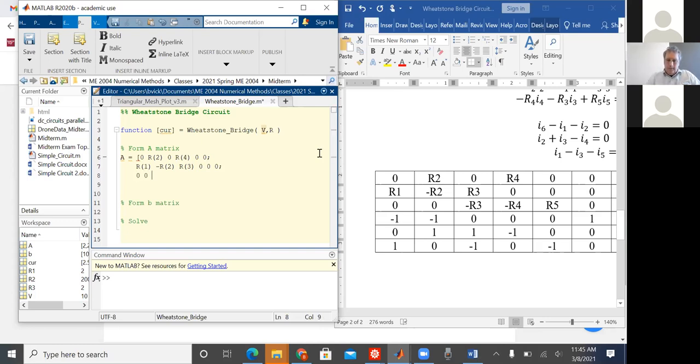Okay, so we're trying to type these things in. 0, 0, minus R3, minus R4. I guess I could copy and paste those things, but then change it. Would that be easier? Well, I'll just type them. R5 and 0, semicolon, new line, minus 1, 0, 0, 1, 2.